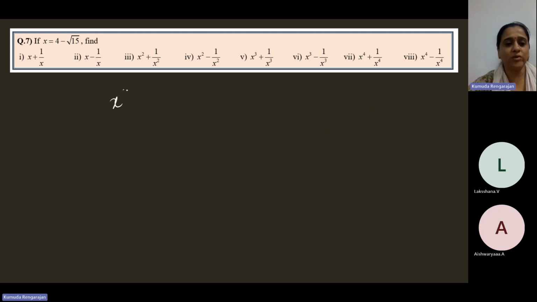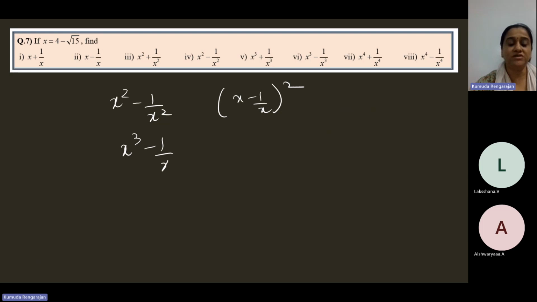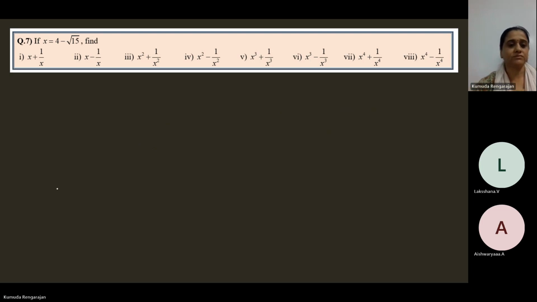Okay, so similarly, x squared minus 1 by x squared is different from x minus 1 by x the whole squared. They're different. X cubed minus 1 by x cubed is different from x minus 1 by x the whole cubed. Like this, okay?